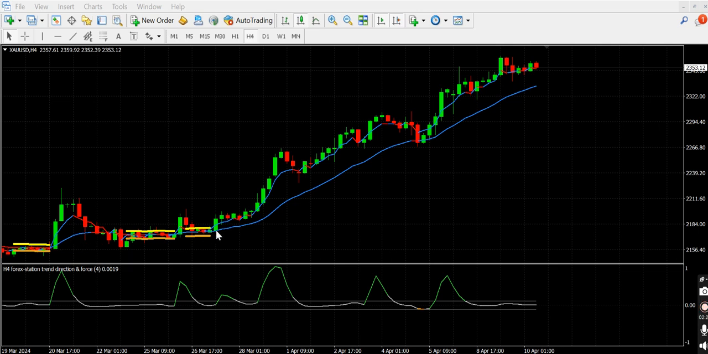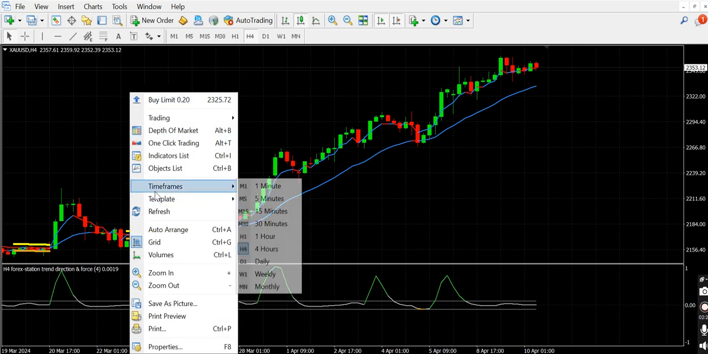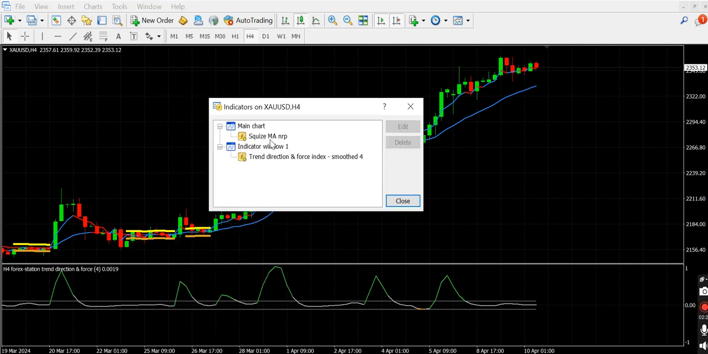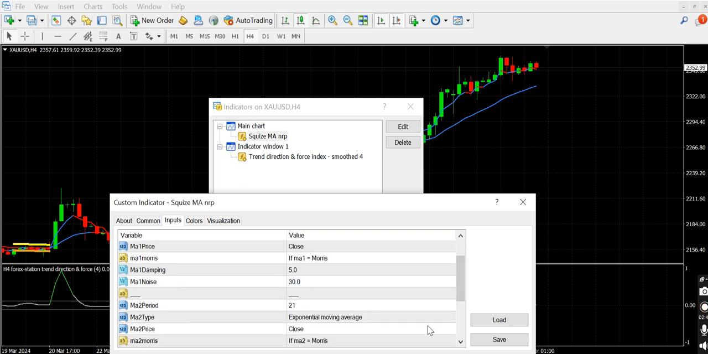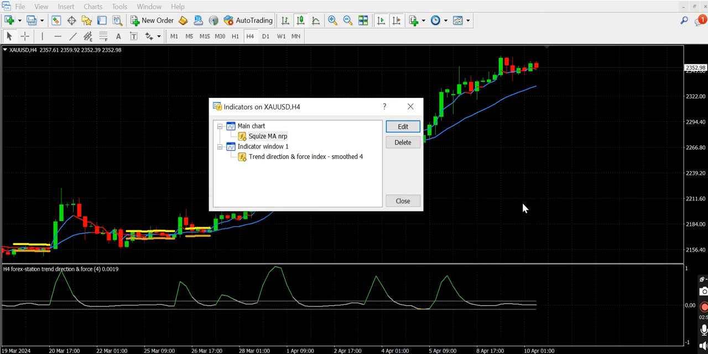You have a slow trend. This is the slow moving average. Let me see. I don't remember what the amounts are. We have a fast moving average of 5 and a slow moving average of 21. And then it's got some smoothing, and a Tim Morris moving average is the one that I use for the fast, and then the exponential I use for the slow. That's the default settings. And what it does is it measures the distance between these two.